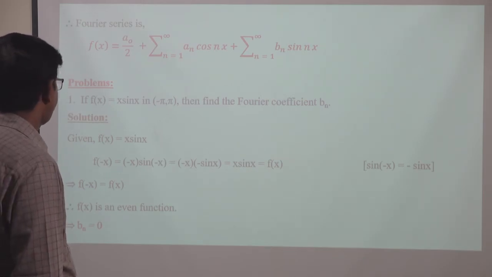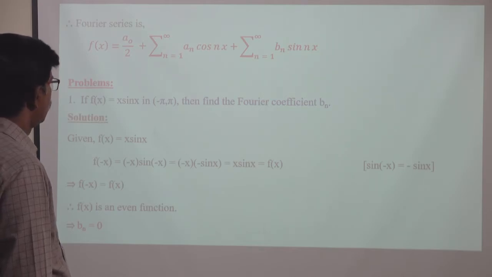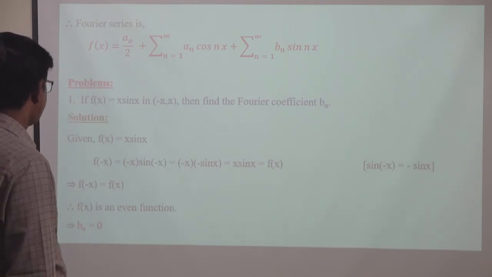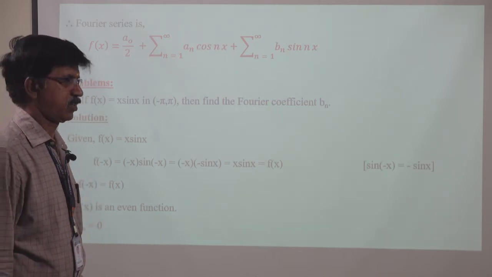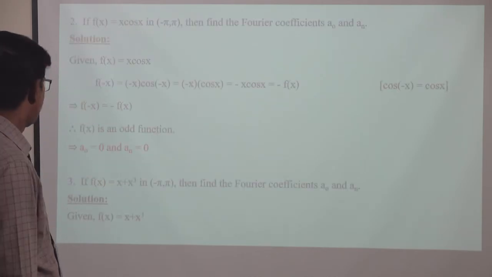So we have to consider f of minus x, then it will become minus x into sin of minus x, that is equal to x into sin x. The f of x is nothing but f of minus x. So f of minus x equal to f of x means the function is an even function. So in this case, the value of bn will become 0. Therefore, bn is equal to 0.